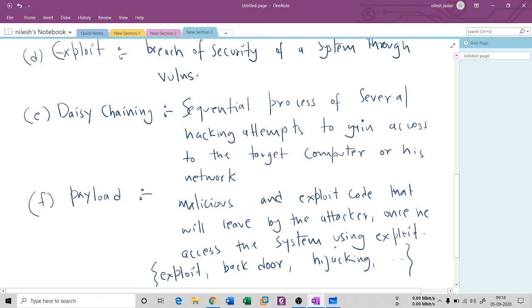Okay, I hope now you are getting it. So these are some of the essential terminologies.